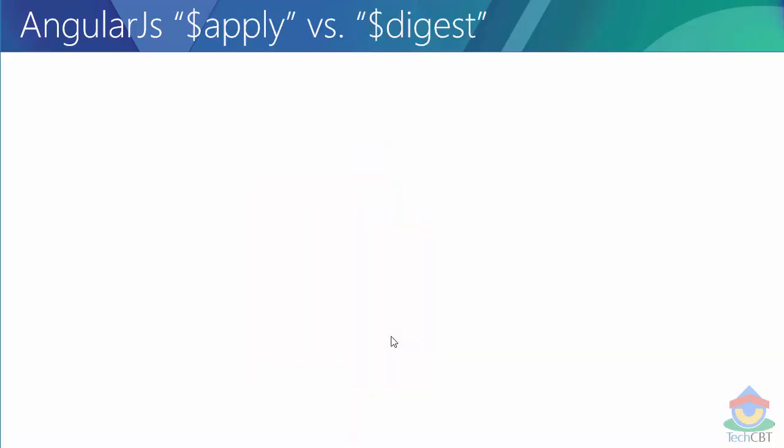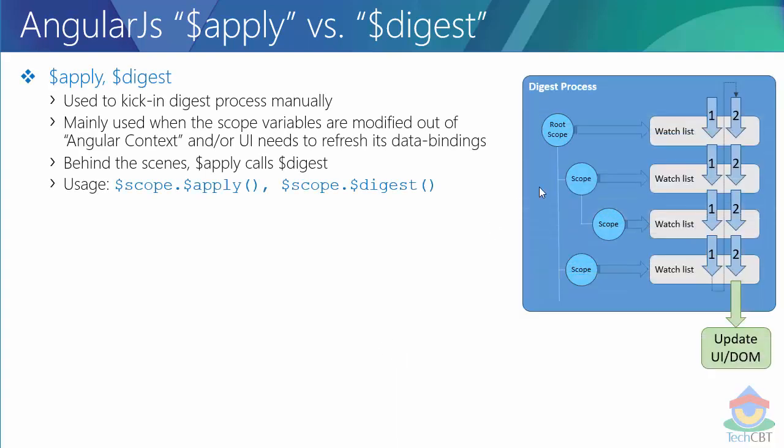So let us now focus on $apply and $digest. Again, this part is grabbed from my previous video. Every scope has its own watch list, including the root scope. If you're not familiar with watches or watch lists, please refer to my previous videos. Whenever you use $apply or $digest with a scope, they kick in the digest process manually. So if the developer needs the digest process to be kicked in, meaning you want to invoke it manually, then you are going to use either of these two, $apply or $digest.